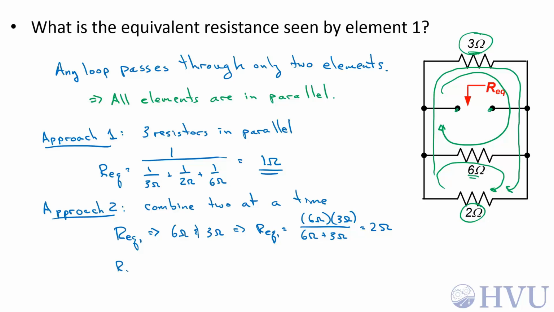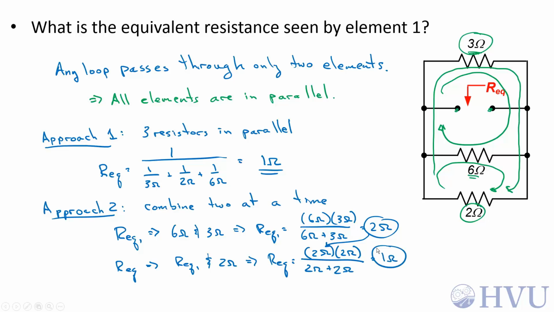Now to get the total Req, that's going to be the combination of Req1 and the final resistor, which is a 2 ohm resistor. So Req will be the product of 2 ohms, which is Req1, times 2 ohms, which is the other resistor, over the sum of the 2 resistances, which is 1 ohm. Doesn't matter which approach I use, as long as I don't make a mistake, they end up being the same thing.